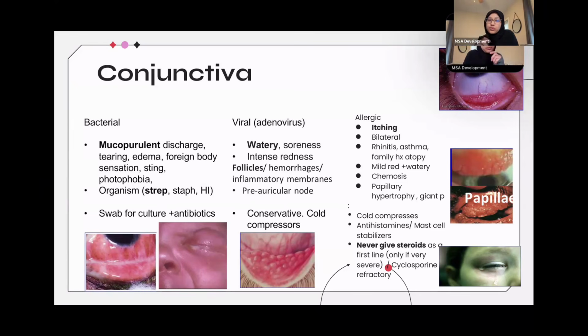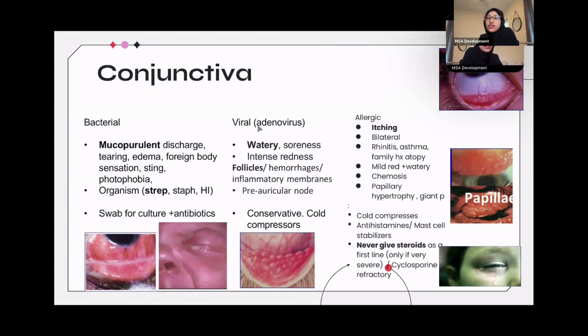Streptococcus can cause the red eye. It can also be Staphylococcus, like Staph aureus or Staph epidermidis. And then H. influenzae can also cause red eye. Remember the organisms that can cause it, they're bacterial. If it's a bacterial infection, obviously you would swab the discharge for culture, and then you can treat with antibiotics because it's bacterial.